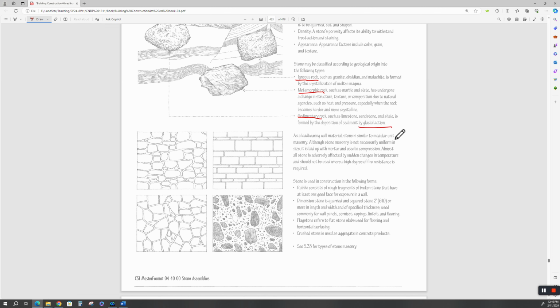As a load-bearing wall material, stone is similar to modular unit masonry. Although some stone masonry is not necessarily uniform in size, it is laid up with mortar and used in compression. Almost all stone is adversely affected by sudden changes in temperature and should not be used where a high degree of fire resistance is required.